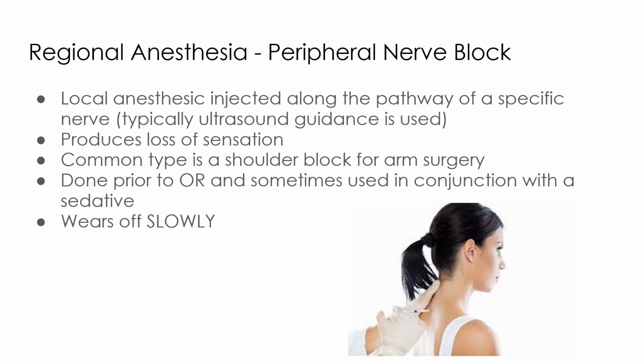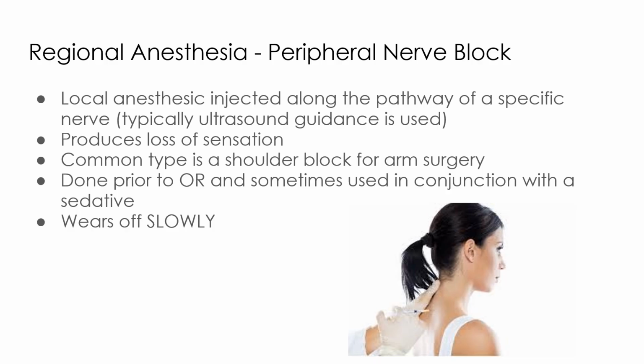What makes it so specific is that it's a local anesthetic injected along the pathway of a specific nerve. Typically, ultrasound guidance is used. It produces loss of sensation. Common types are shoulder blocks for arm surgery. This is done prior to the OR and sometimes used in conjunction with a sedative.